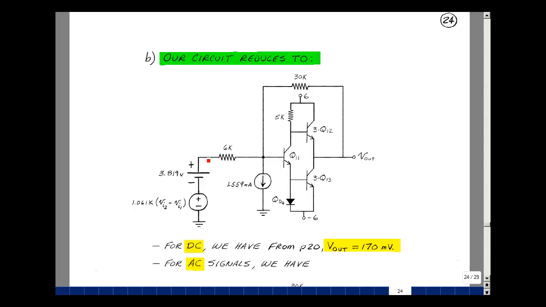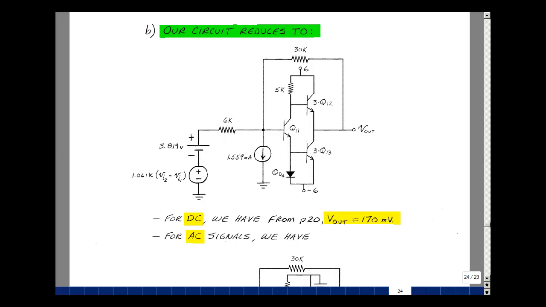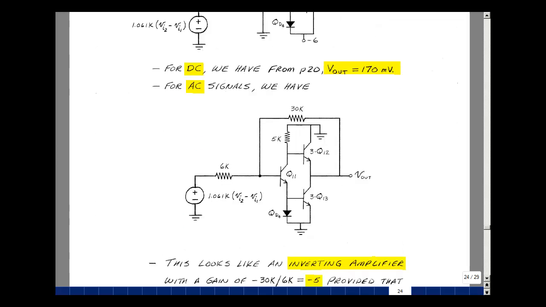If you look at this, it looks like an inverting amplifier. We know that the output here DC-wise was about 170 millivolts, again something pretty close to 0, but what about the AC results? Well, if we put a short circuit in for the battery, that's an AC equivalent circuit. We have this as our AC circuit. We have to analyze it.